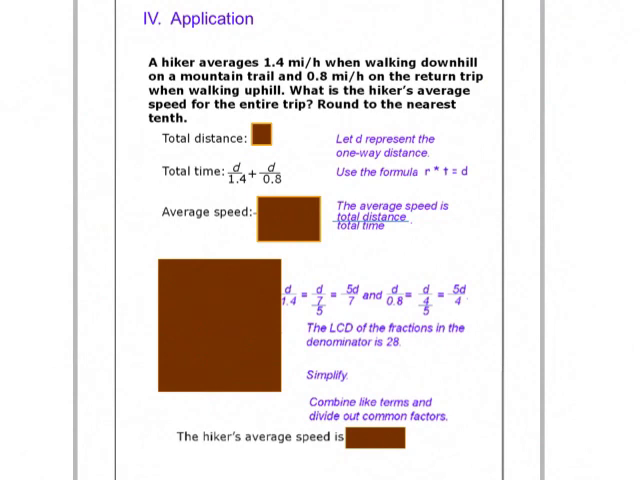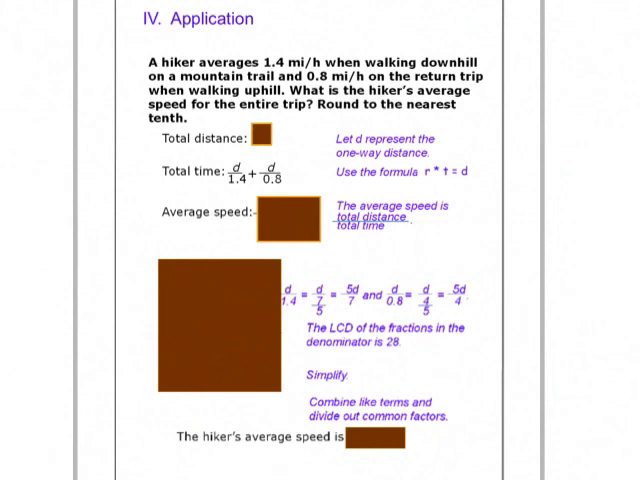In this slide, we're going to take a look at how we can apply what we've learned in simplifying complex fractions. So let's go ahead and read this question. In the question it says a hiker averages 1.4 miles per hour when walking downhill on a mountain trail and 0.8 miles per hour on the return trip when walking uphill. What is the hiker's average speed for their entire trip, rounded to the nearest tenth?